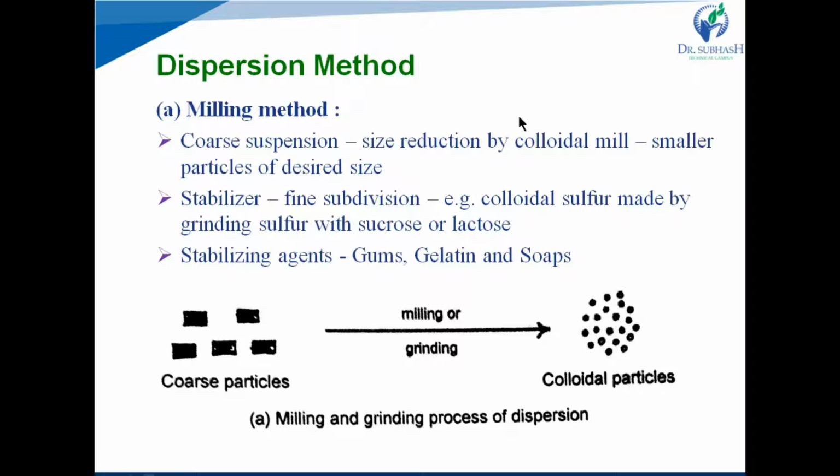The colloidal mill contains two steel discs having very small clearance between them. The discs rotate at very high speed in opposite directions. When the material passes through the colloidal mill, between these two discs, the coarse particles are converted into smaller size particles of desired size. We can repeat the same process until the desired size is obtained.